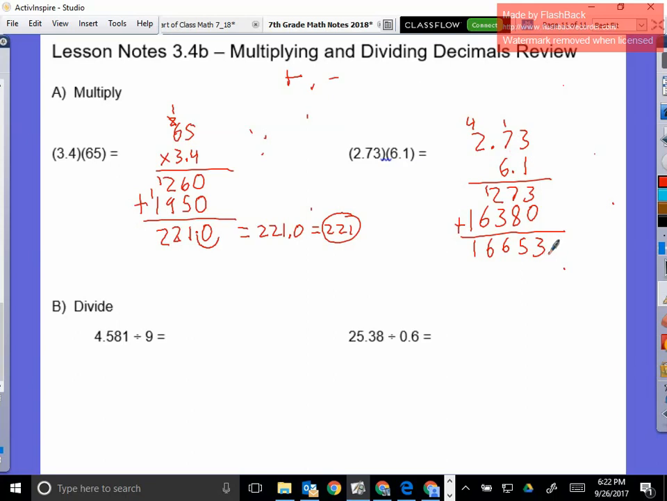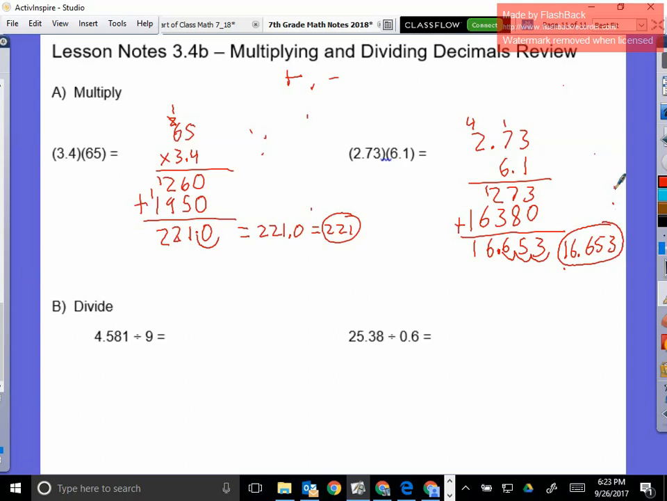I'm going to start right here. I'm going to go 1, 2, 3. My decimal point is going to go right there. So my number is going to be 16.653. All right, there you go. There's your review for multiplying decimals.